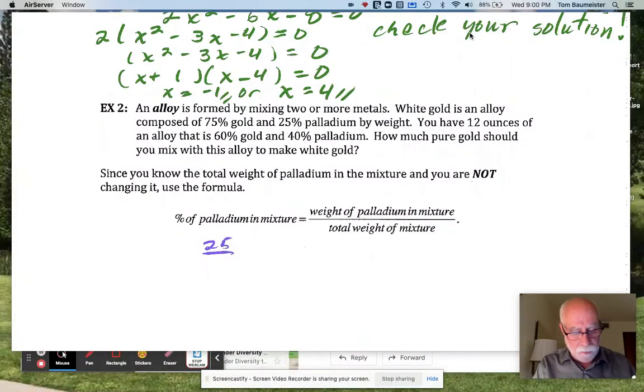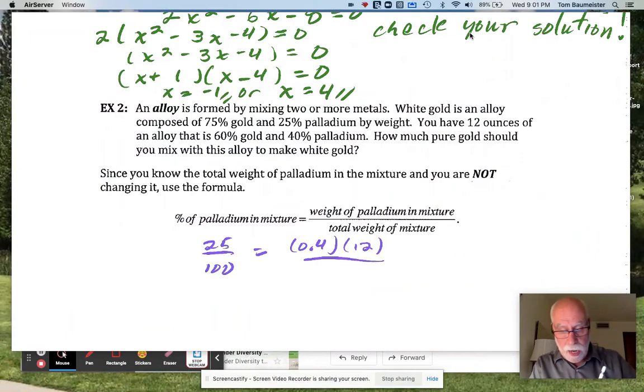And remember, percent is per 100. And the weight of the palladium, again, they're telling us the weight of it is 40%. We never use a percent. We would change that to a decimal, so we're going to say it's 0.4. All right. And how many ounces was there of that mixture? There's 12 ounces. Okay. And we're going to say let x equal the amount of pure gold added.